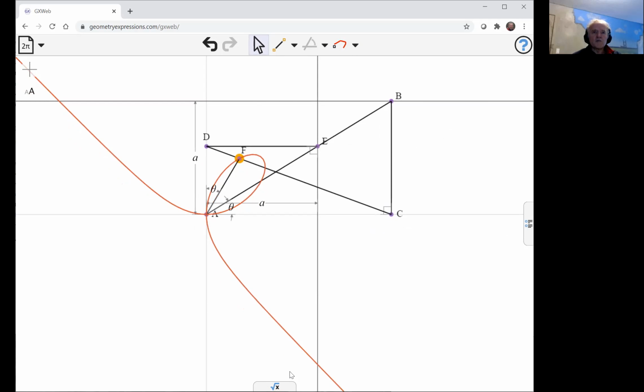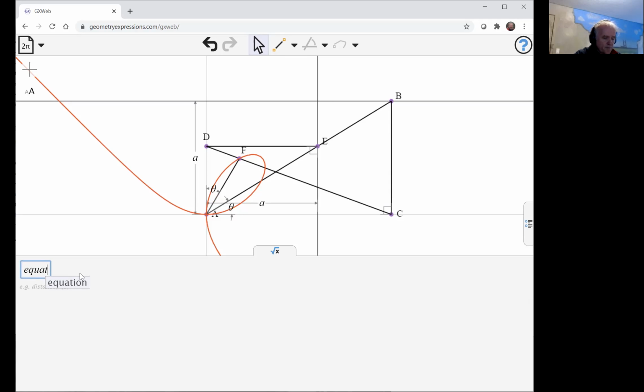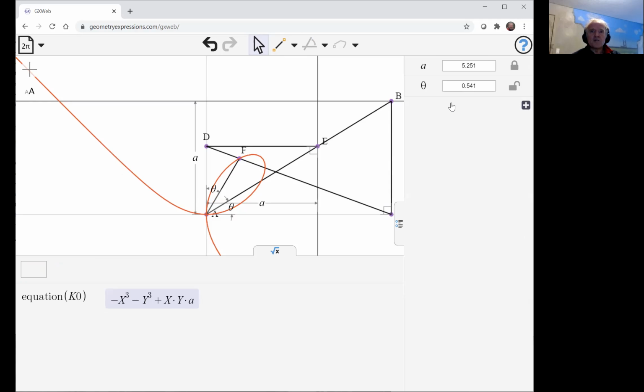Let's have a look at its equation. That's a cubic curve, the equation one assumes of the Folium of Descartes. If we want to see it animate, we can just animate theta here.